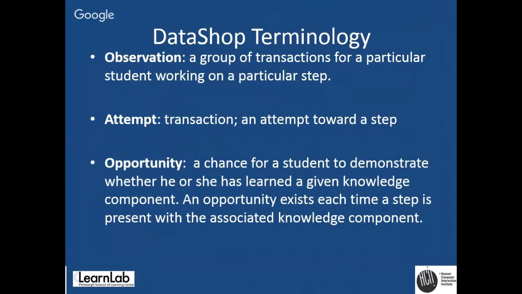An observation is a group of transactions that we group together for a particular step. So again, students working on one particular prompt or one particular question might be what we call an observation. An attempt is a single transaction towards a step. And an opportunity is where we say a student has a chance to demonstrate whether they've learned a particular knowledge component or particular skill on each step. And so an attempt is usually at an opportunity.